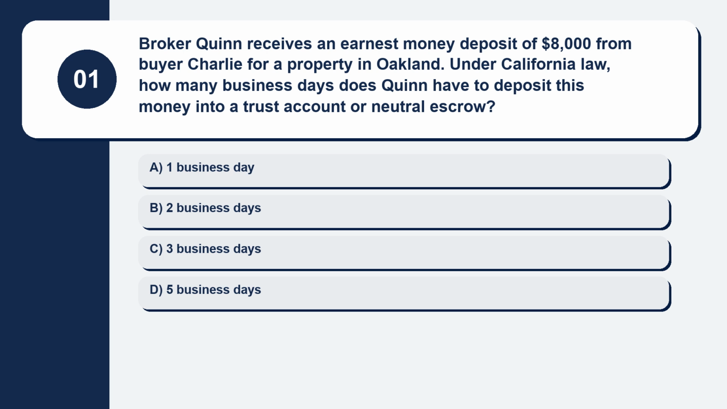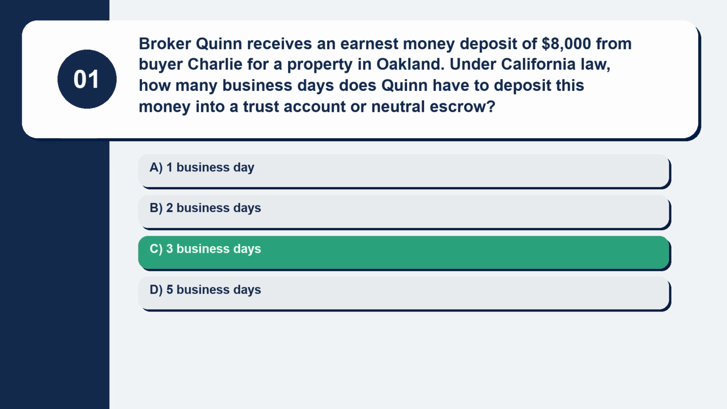Option A, 1 business day. Option B, 2 business days. Option C, 3 business days. Option D, 5 business days. The correct answer is option C, 3 business days.